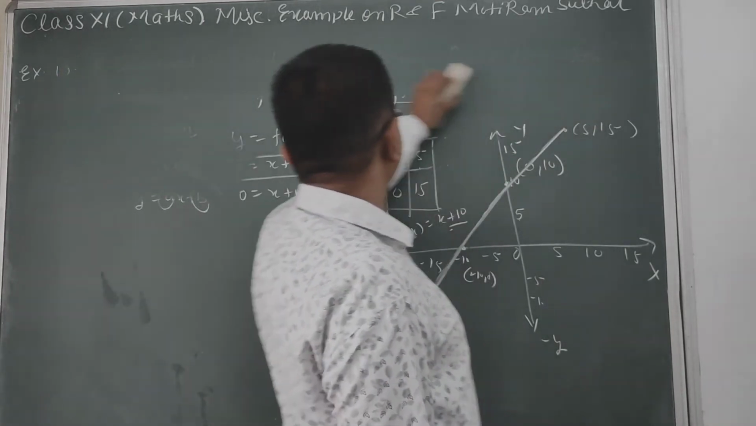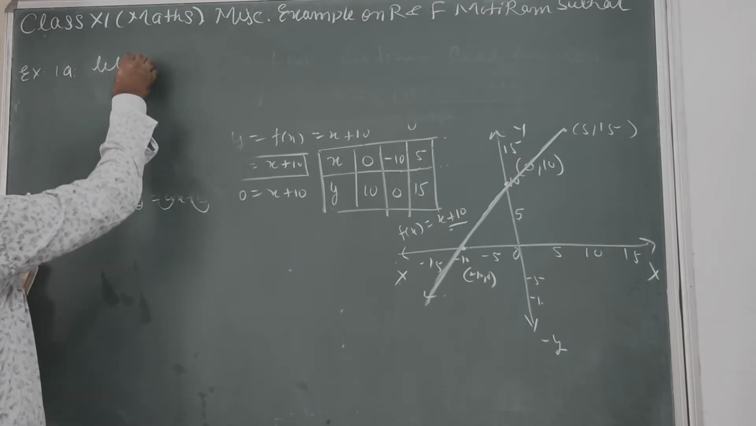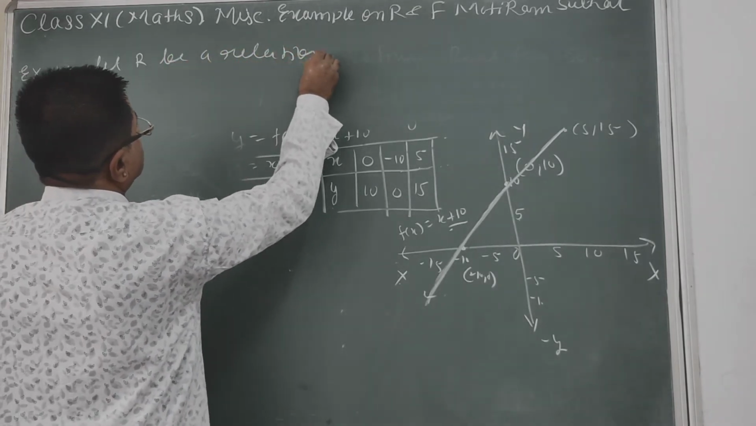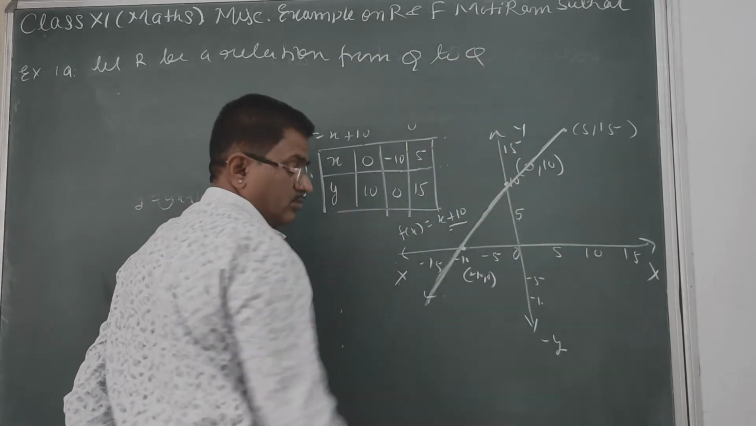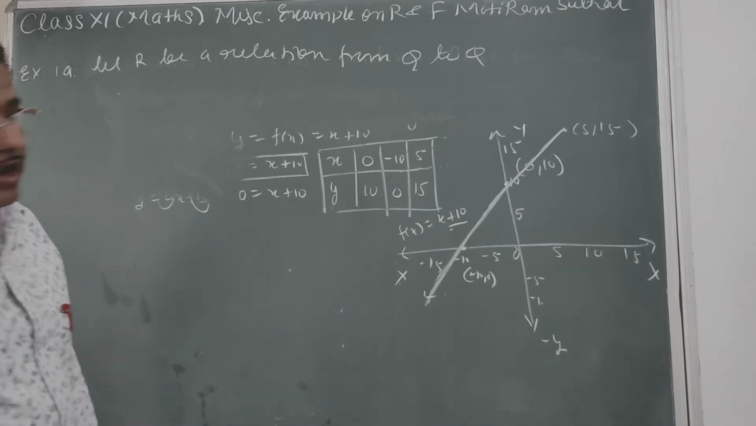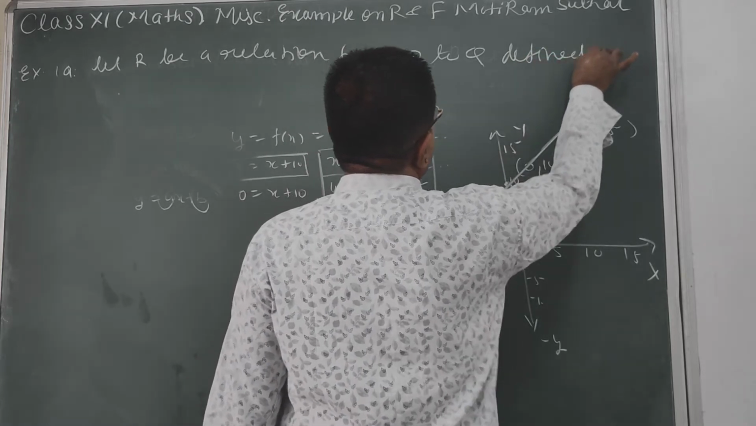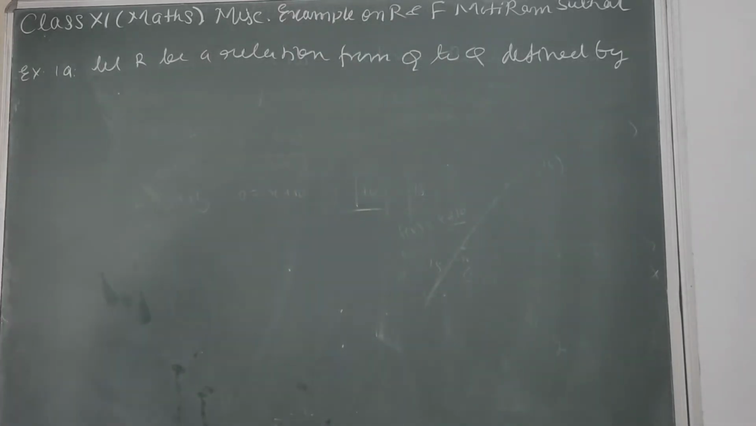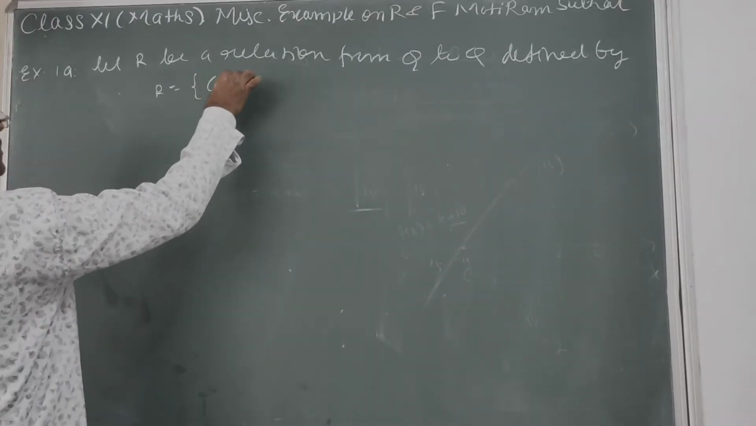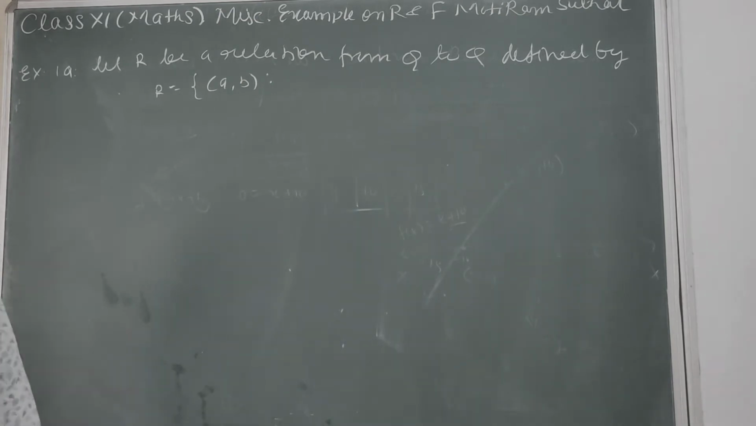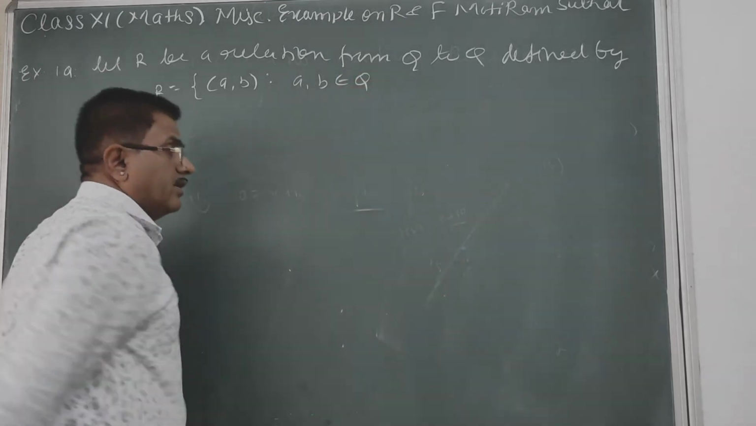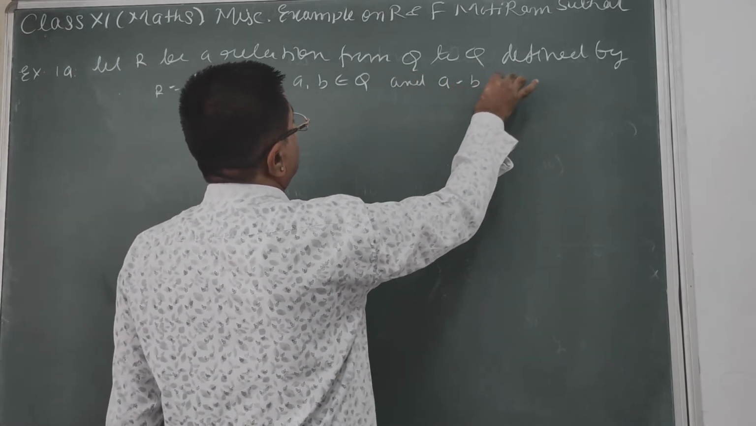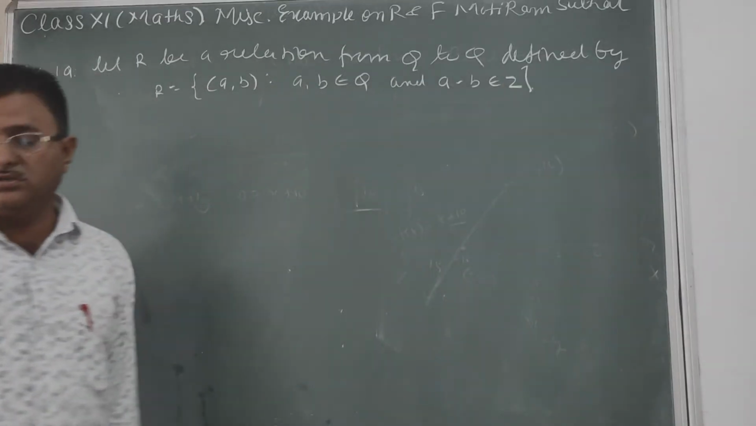Example 19. Let R be a relation from Q to Q, where Q means rational numbers, defined by R equal to the set of ordered pairs (a, b) such that a, b both belong to Q. They are rational numbers, and a minus b belongs to Z. Their difference should be an integer. Clear?